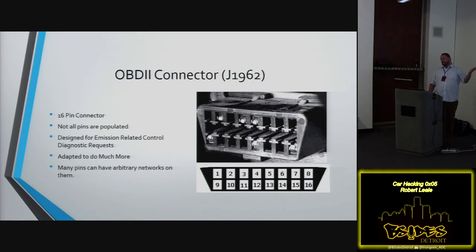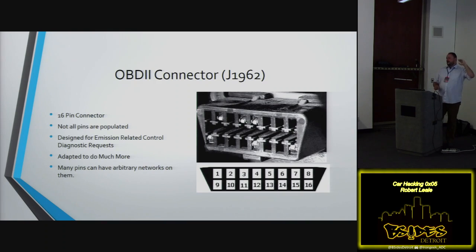So it all starts here, a lot of the time. A lot of the OEMs have all of their networks conveniently broken out at the OBDII connector. Not all of them, but many of them do. And I'm sure after all of the things that are happening, this will be going away very soon. But today, a lot of OEMs still have this. I'd say a good 50% of them still break out all of their networks to this connector, which is the OBDII connector, or J1962 connector. It's a 16-pin connector. Not all pins are populated.